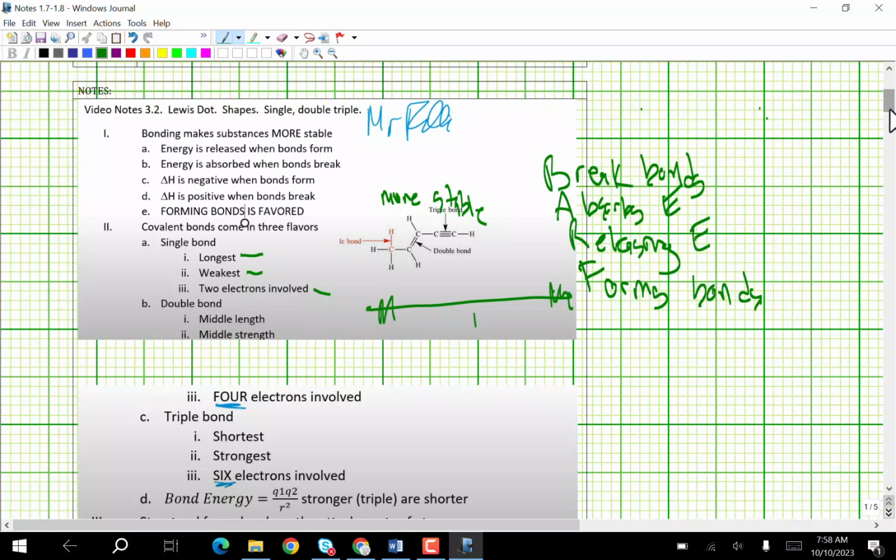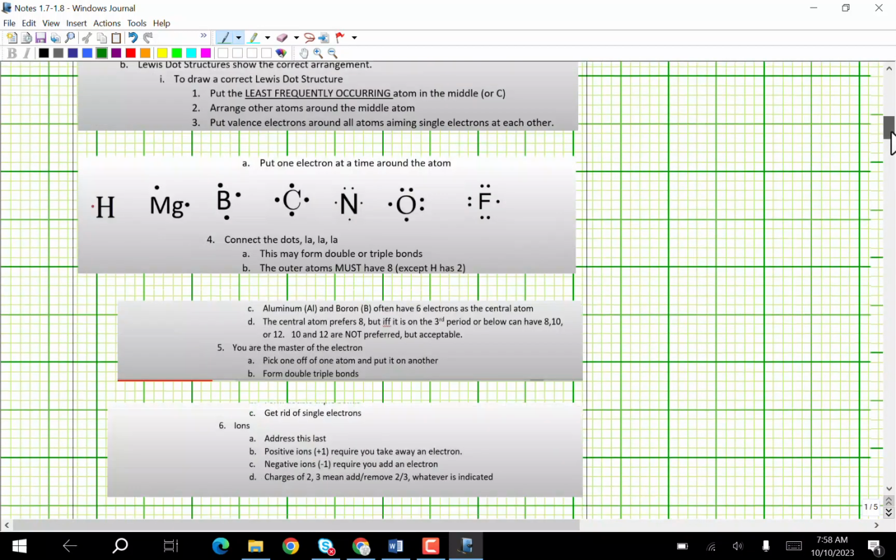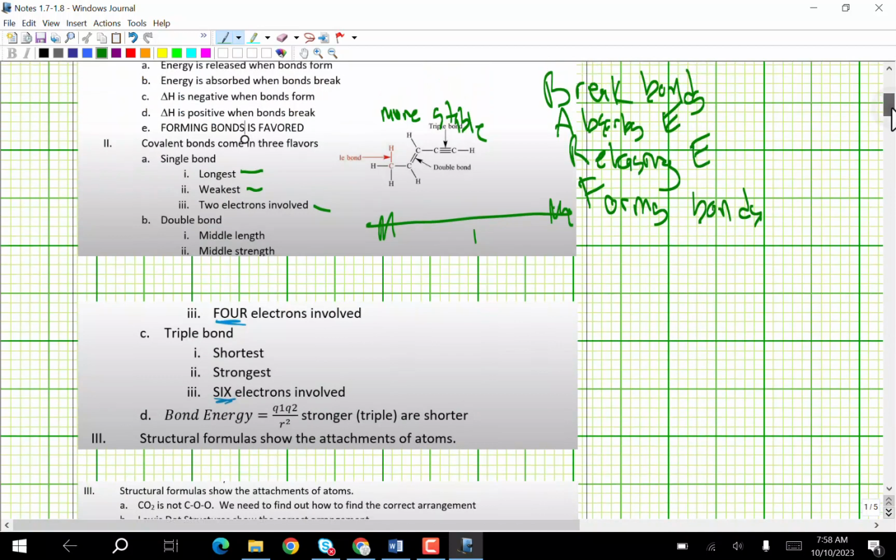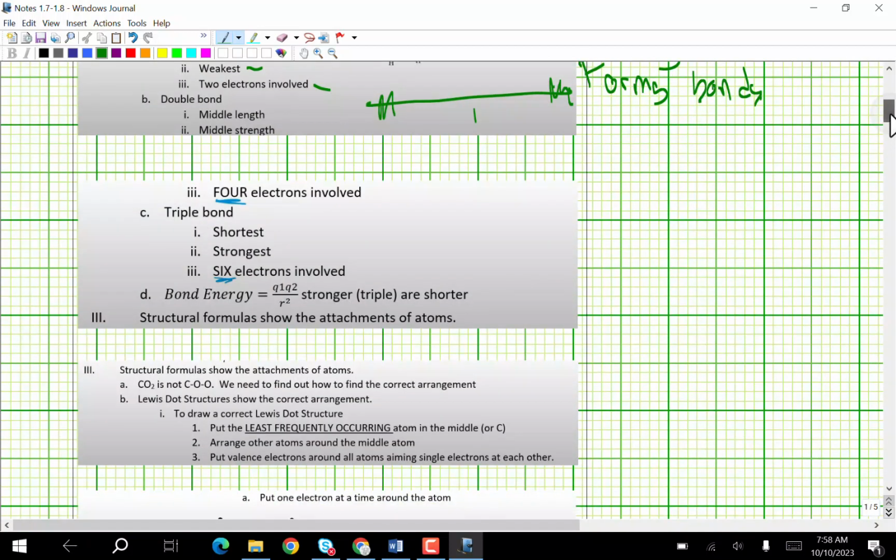Double bond is middle length, middle strength, 4 electrons in the bond, so a double bond uses twice as many. Triple bond is the shortest, strongest, 6 electrons involved. Remember how bonds share a pair of electrons. So remember, bond energy equals Q1 Q2 over radius squared, and triple bonds are stronger, so they're shorter.